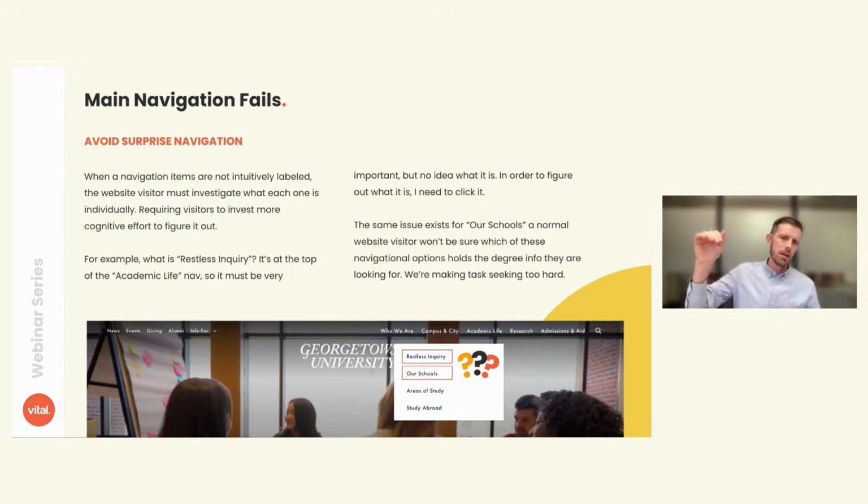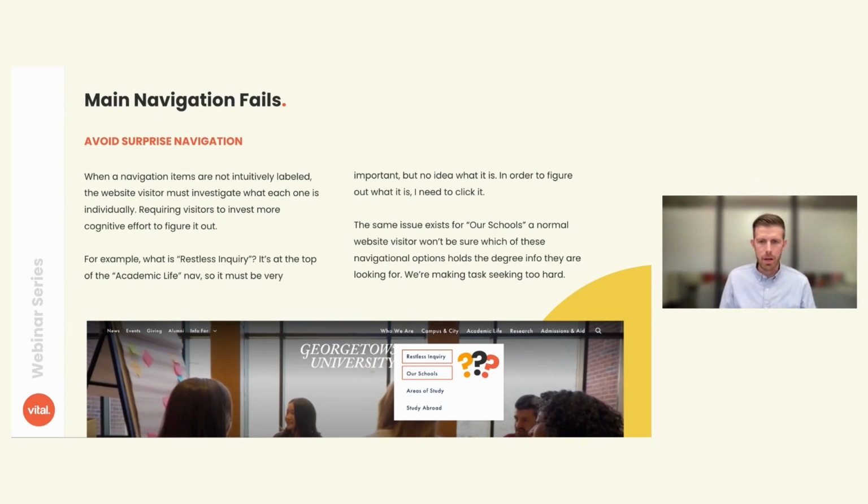And here's another example of a main navigation problem that happens on a lot of websites: the idea of a surprise navigation. A surprise navigation is when there are navigational items, and if you think of it like an old school game show, like behind door number 1, what's behind door number 1? The doors aren't labeled, and so it's a surprise.